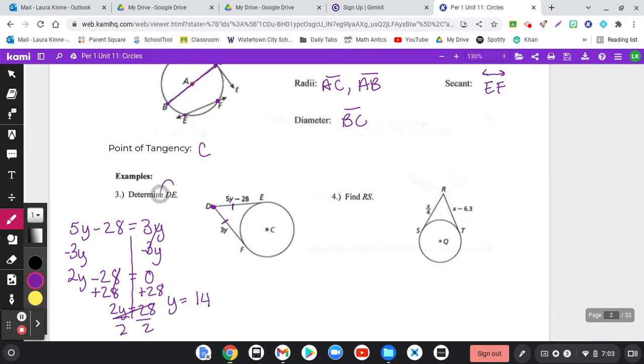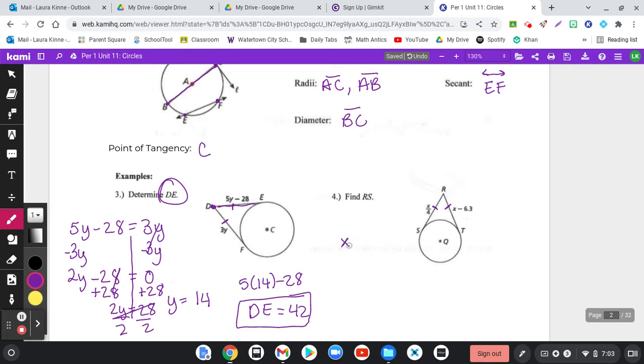It wants us to determine DE. So from D to E, we're going to do 5 times 14 minus 28. My calculator's not working on here either, so I'm just going to do it in my calculator. 5 times 14 minus 28 is 42. So DE equals 42. All right, same thing on the next one. If you want, you can pause the video and give it a try, but they're equal.